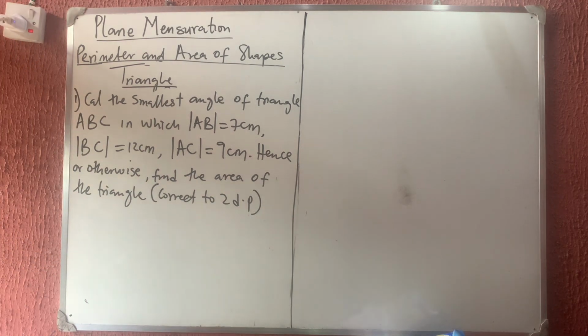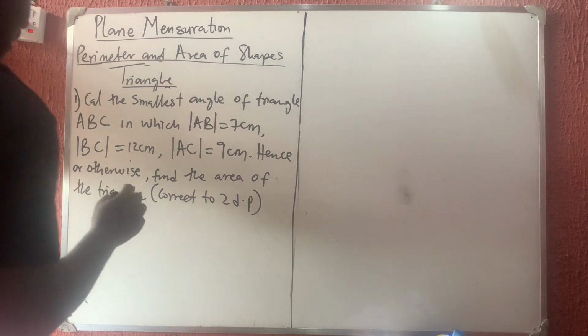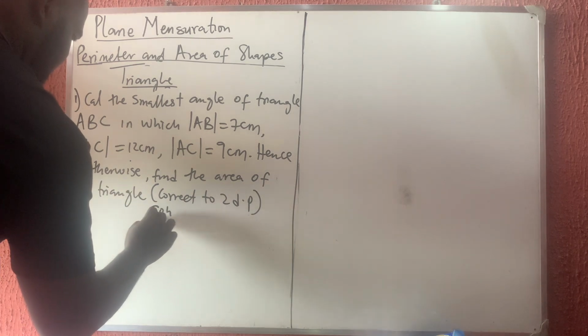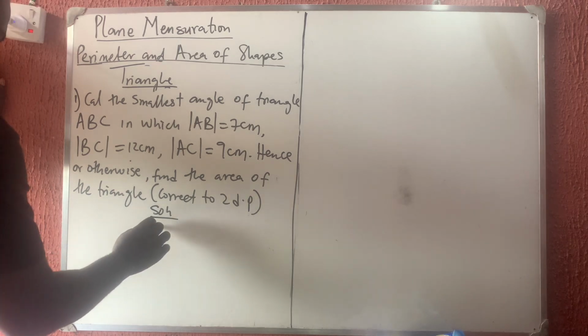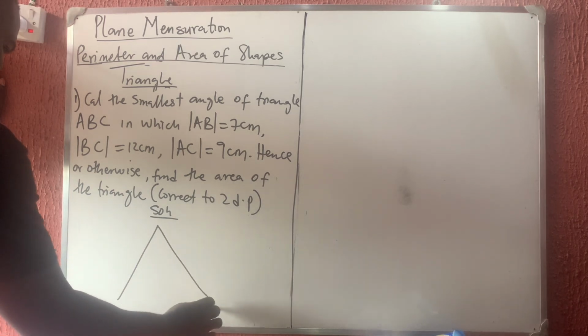Now it's a very simple thing. So what do we do now? Solution. Now let us draw the triangle. I have this as the triangle. Let's assume that this is the triangle.